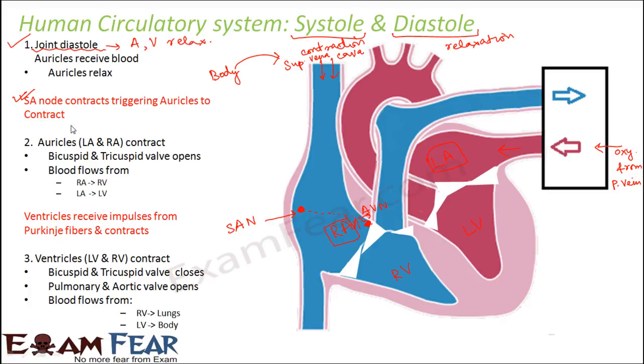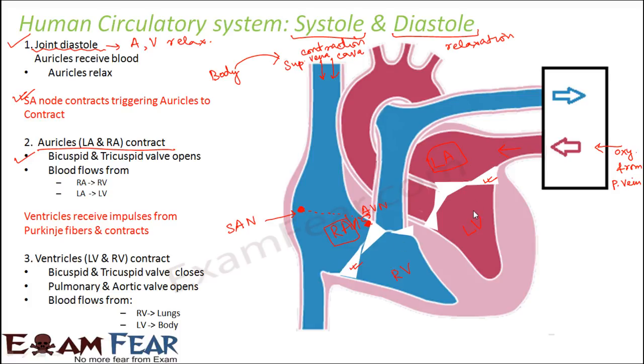Now what happens when the auricles contract? When the auricles contract, the bicuspid and tricuspid valves open. What are these valves? These are the valves present between the right auricle and right ventricle, and left auricle and left ventricle. That means this valve and this valve. These two valves will open, so blood will start to flow from right auricle to right ventricle and also from left auricle to left ventricle.